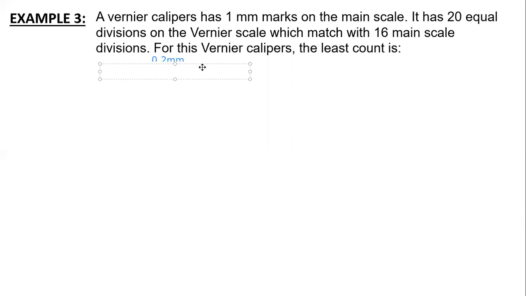Okay, sir, start. 1 MSD is equal to 1 millimeter. And it is given that 20 VSD is equal to 16 MSD. So 1 VSD is equal to 16 by 20 MSD, which is equal to 16 by 20 into 1 millimeter, which is equal to 0.8 millimeter.